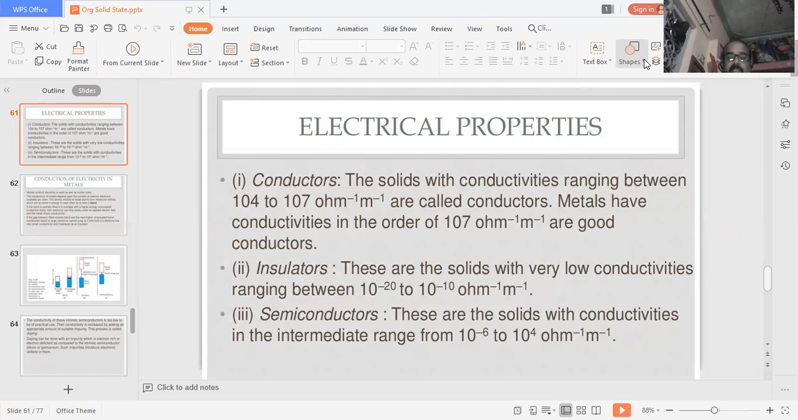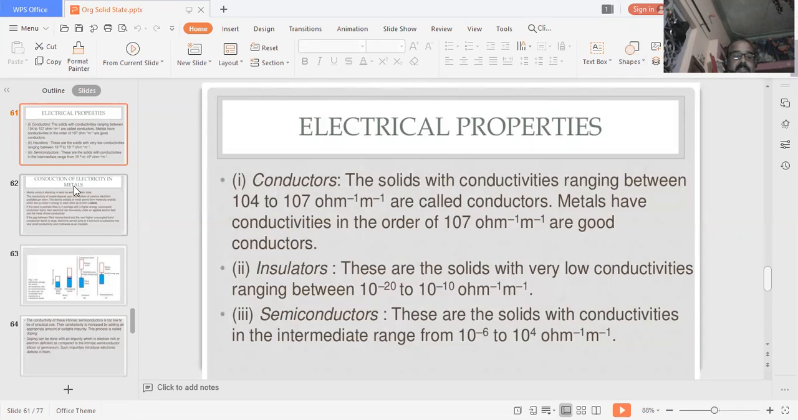And insulators, these are solids with very low conductivities, ranging between 10^-20 to 10^-10 ohm^-1 m^-1. And semiconductors, these are solids with conductivities in the intermediate range from 10^-6 to 10^4 ohm^-1 m^-1. So these are the electrical properties.